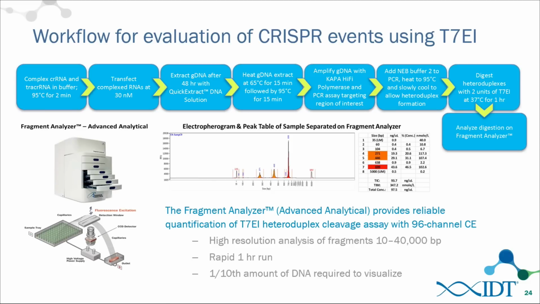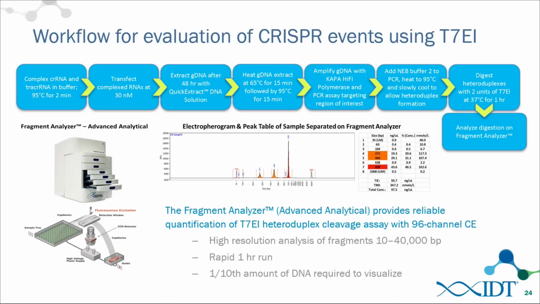We would then introduce T7 at 37 degrees, 2 units of that, for 1 hour. And then we would take these resultant fragments and load them onto our tool of choice, really one of our favorite tools in the lab, the Fragment Analyzer from Advanced Analytical. This is a 96-channel capillary electrophoresis instrument that can complete a run in about an hour.